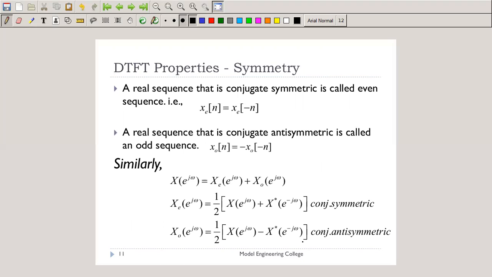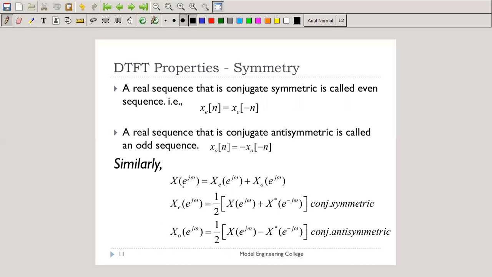Another definition is that a real sequence which is conjugate symmetric is called an even sequence. That is, xe of n is equal to xe of minus n. Similarly, if a real sequence is conjugate anti-symmetric, it is called an odd sequence. That is, xo of n is equal to minus xo of minus n. This definition can be extended to the spectrum itself.